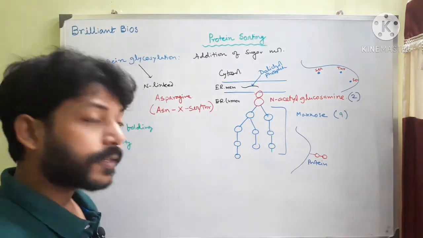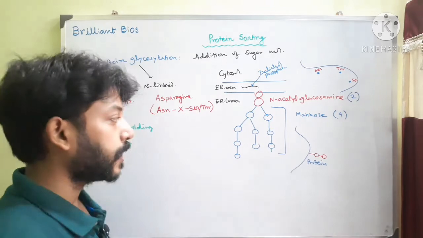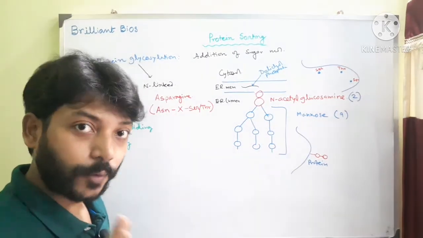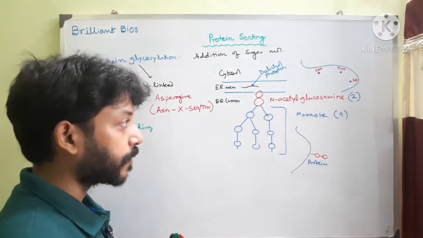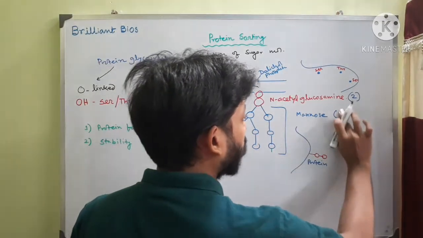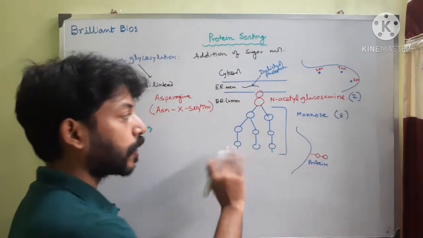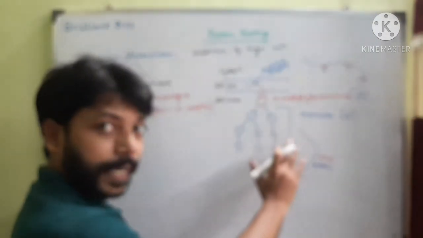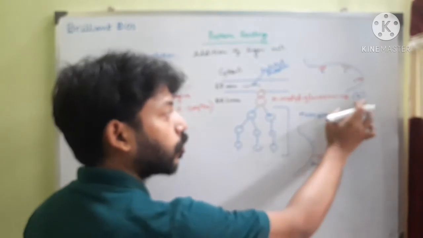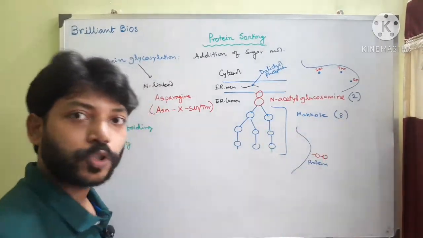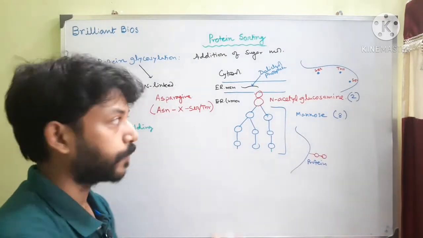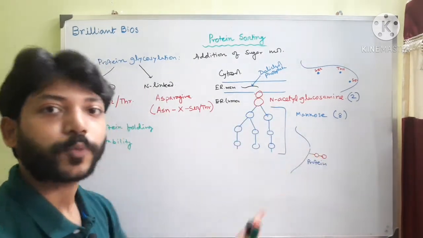Then another enzyme called mannosidase also cuts a mannose. Now the number of mannose becomes 8. At first it was 9. Now 1 mannose is cut or removed, so the mannose number becomes 8. When this oligosaccharide is 2 N-acetyl glucosamine and 8 mannose, that type of protein, because this oligosaccharide is attached to the protein I am showing here, but it is also present in this protein.